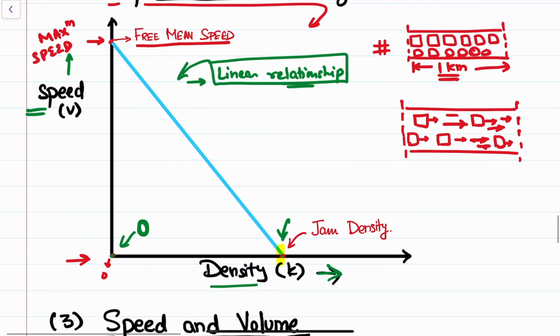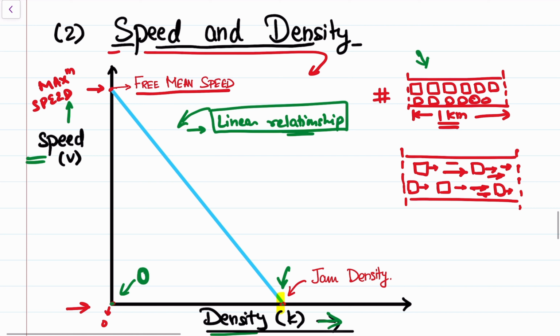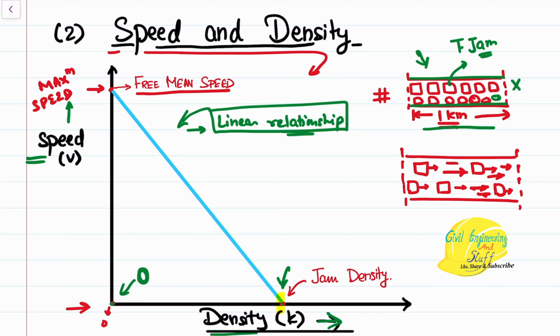What does this mean? This means that the maximum number of vehicles have occupied our study section, and because of that, a traffic jam has happened. And when the traffic jam happens, there is no movement of the vehicles on the road section, and because of that, the speed is zero.